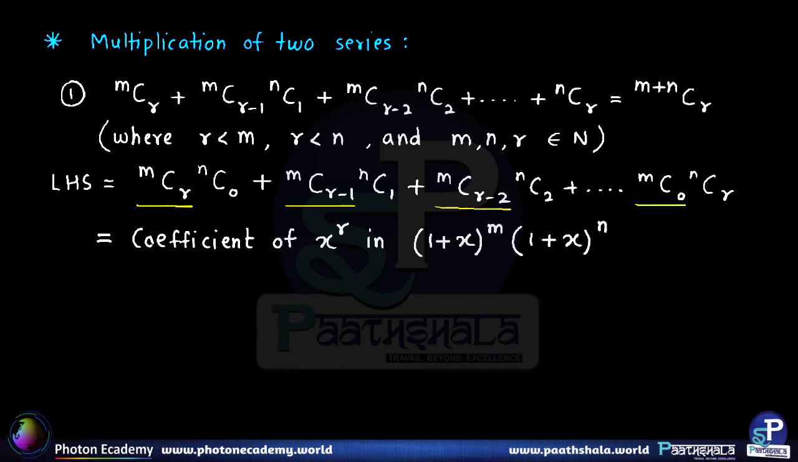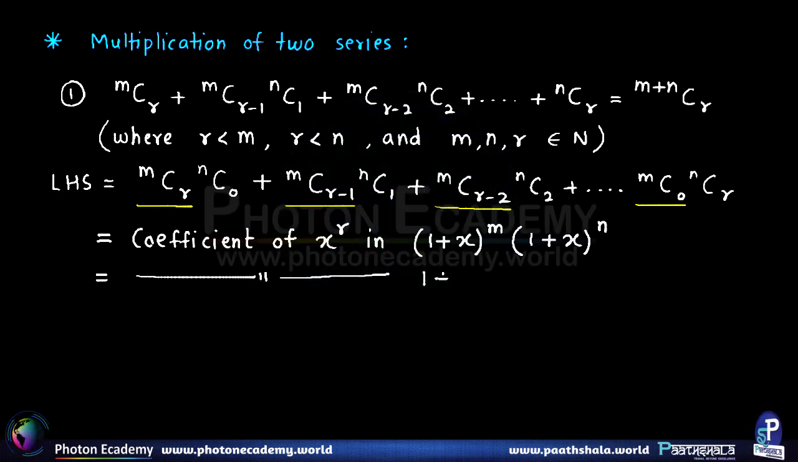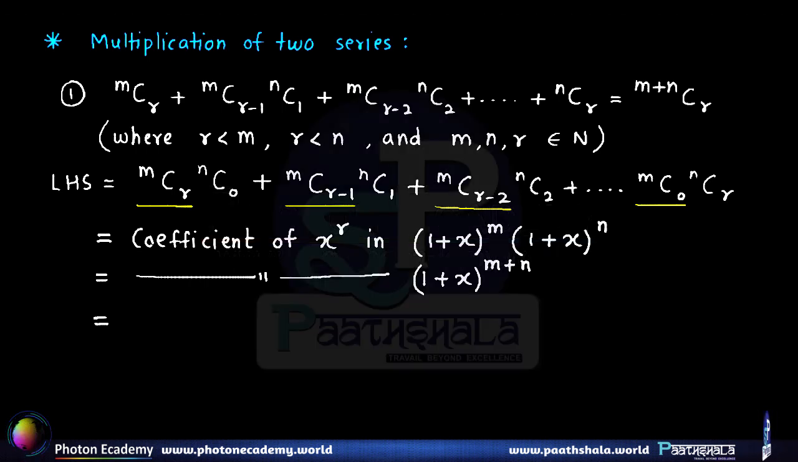Right? So that in turn is equal to the coefficient of x raised to r in, when the base is same, we can definitely add the indices and say that this is equal to 1 plus x whole raised to m plus n. Now the coefficient of x raised to r in 1 plus x raised to m plus n is nothing but, as we know from the general term, m plus n C r. So therefore this is nothing but the RHS. So in this way we have proven the required result.